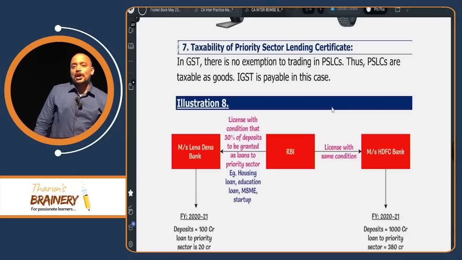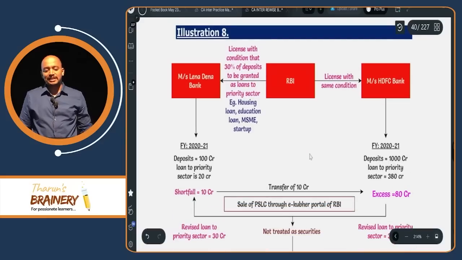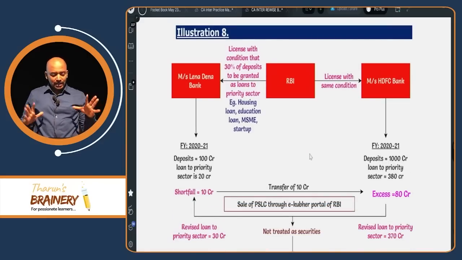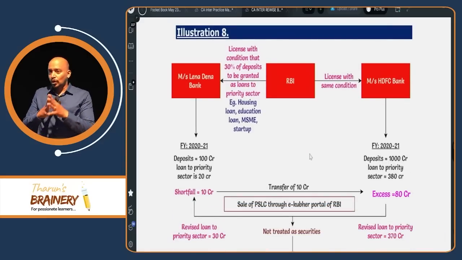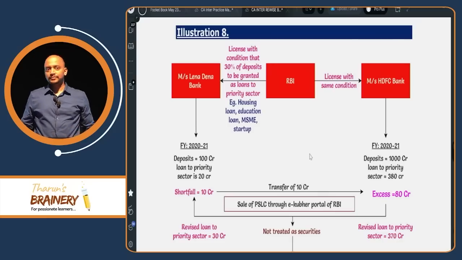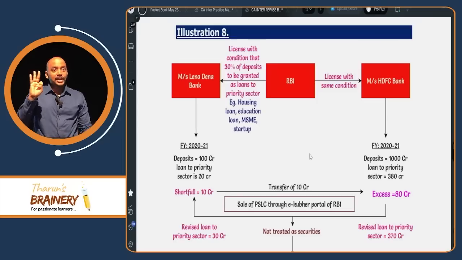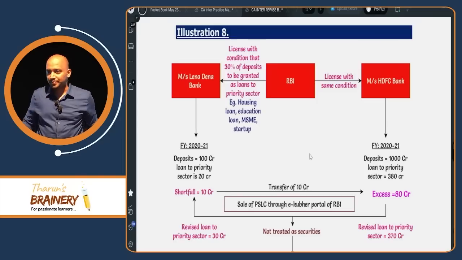So what are these priority sector lending certificates? I gave an illustration, you can see that below. First of all, we need to see priority sector loans. What are priority sector loans? What is considered as a priority sector loan? Housing loan, MSME loan, agriculture and farmers loan, education loan, these are all considered as priority sector loans.